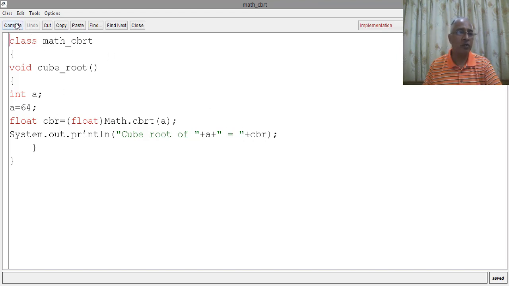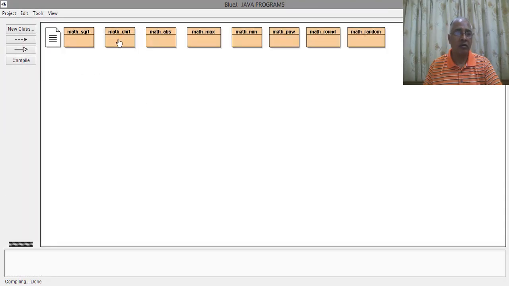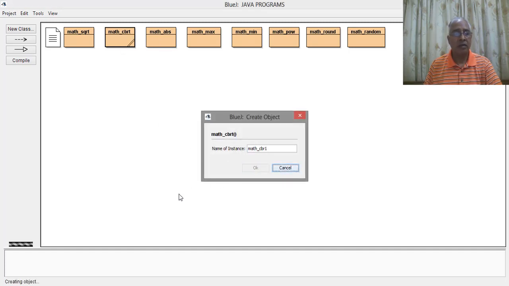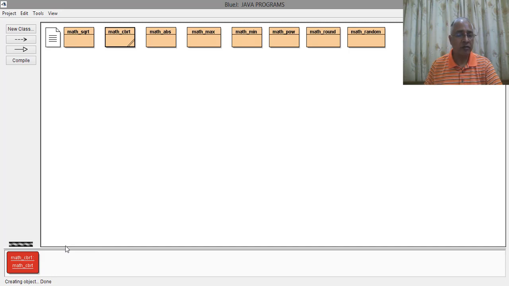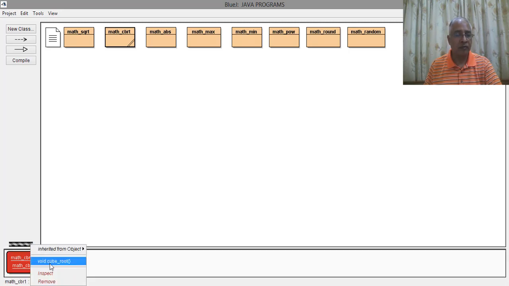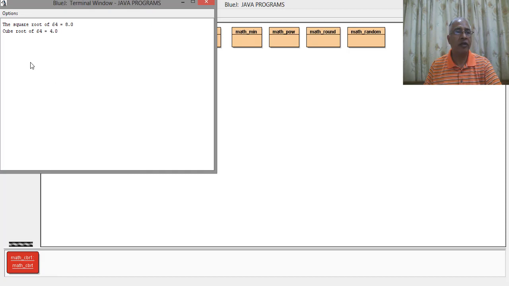So again we compile this program. Compiling the program, no syntax errors. Close it. Now right click, make the object. Again you have the object on the left corner, right below. This is the object. Again right click, void cube root. The function to be executed is cube root. This is the answer you get: cube root of 64 is equal to 4.0. The earlier output of the first was the square root. This is the answer of the second one, the cube root. So you get the cube root of the number.